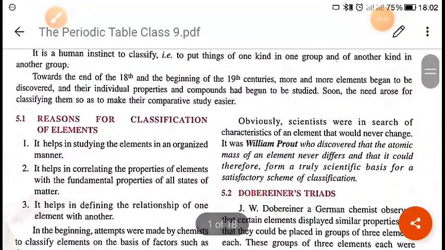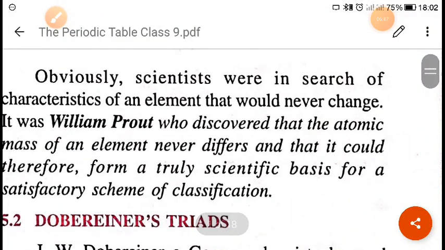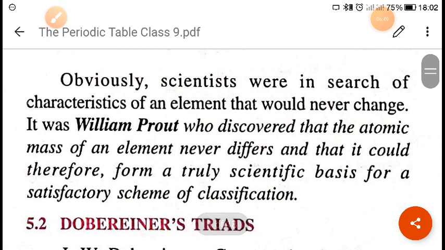Now obviously scientists were searching for a characteristic of the element that will never change. So what was the need of the scientists at that time? Scientists were looking for one property in every element which will not change with the conditions, or we can say it will not change with time, or if you are changing the temperature, pressure, or anything, it will not change, right?